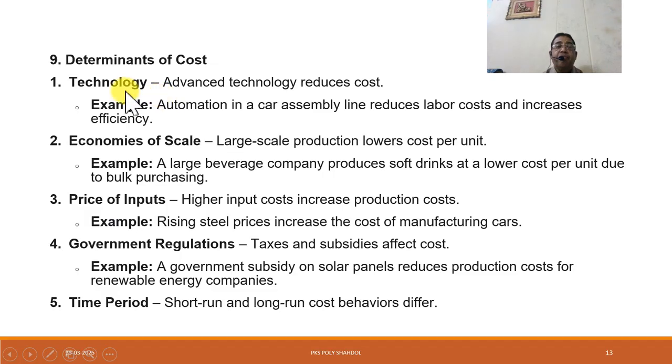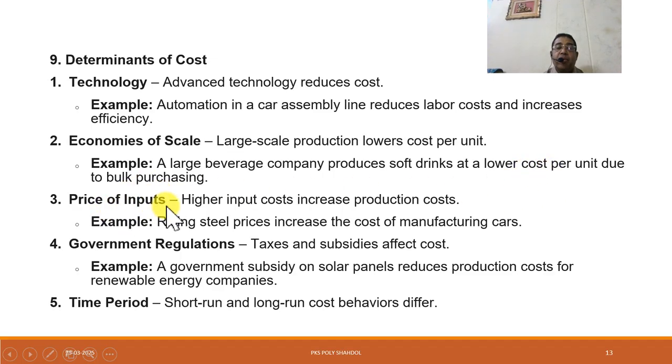Technology: how does it affect cost? Advanced technology reduces the cost. For example, automation in a car assembly line reduces labor cost and increases efficiency. Similarly, economies of scale. Economies of scale means large scale production lowers the cost per unit, because mass production always has a lower cost per unit. Example, a large beverage company produces soft drinks at a lower cost per unit due to its bulk purchasing.